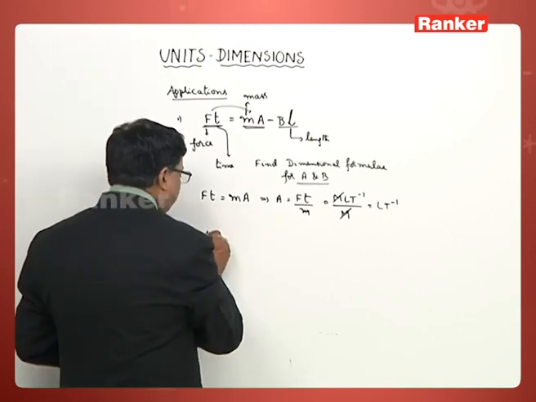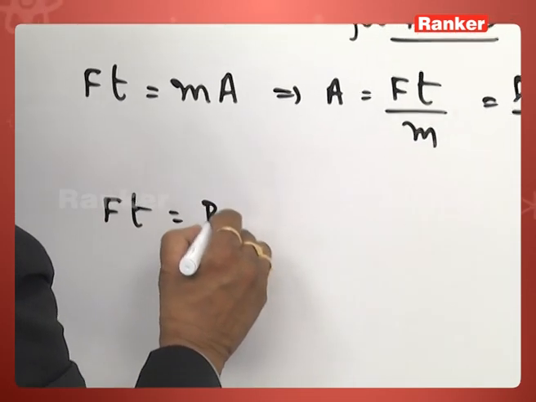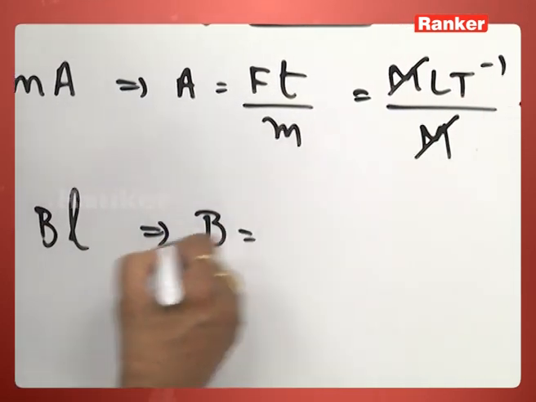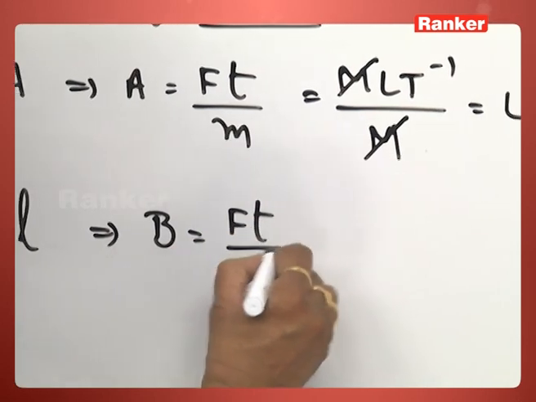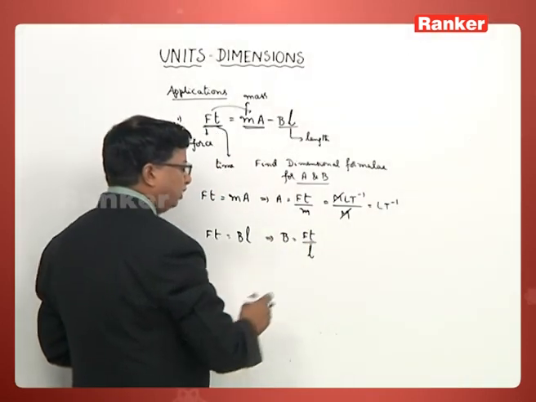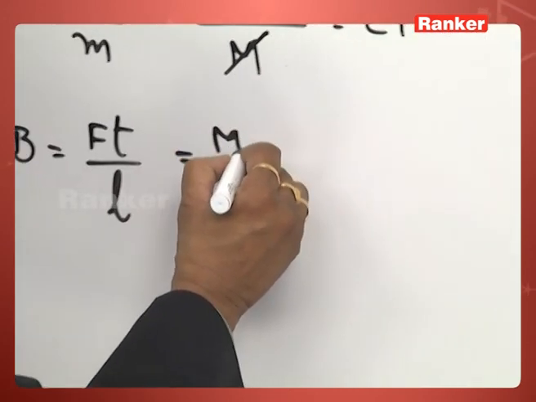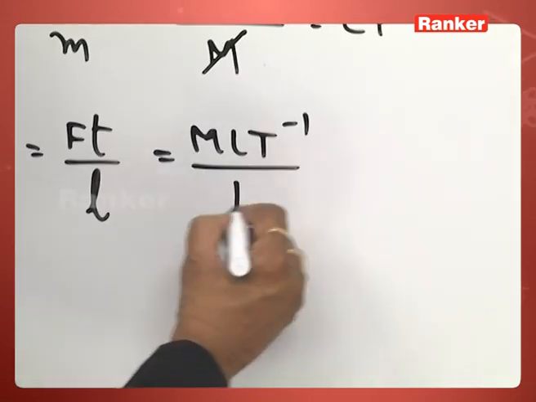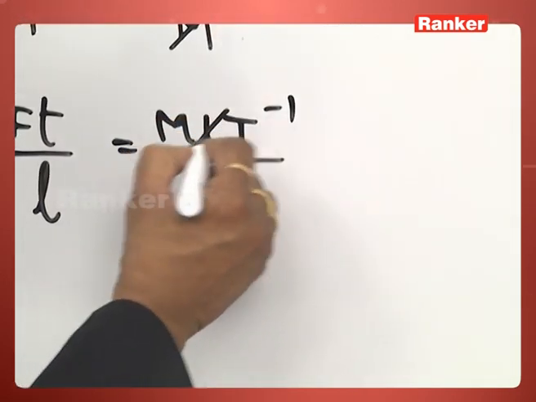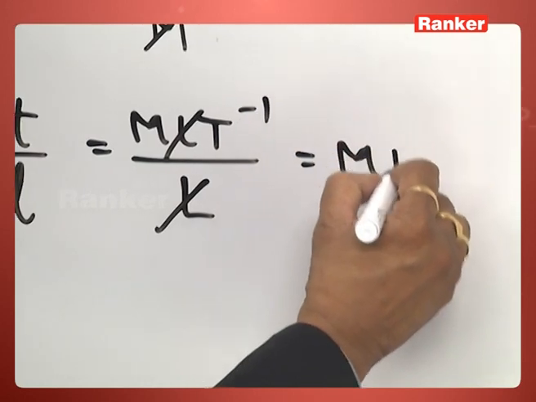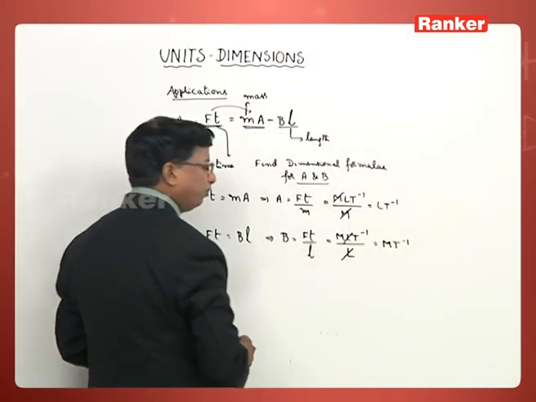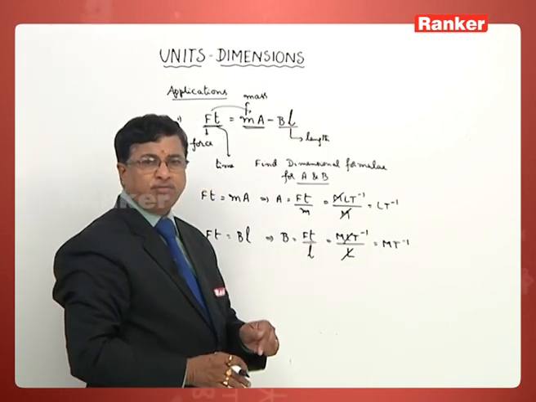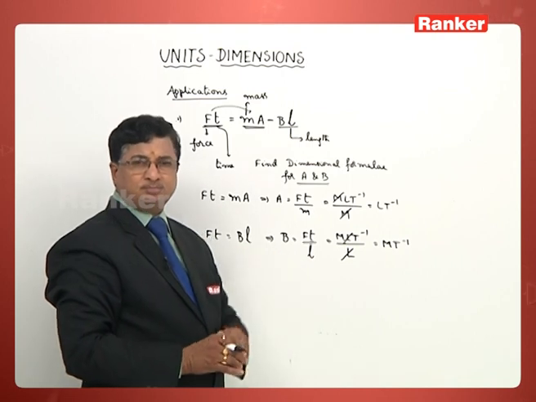Similarly, when I take F into T is equal to B into L, what is the dimensional formula of B is the question. F into T by L, when I write. Let us write dimensions once again. M L T inverse, that is for impulse, divided by L, that is for length. Length gets cancelled, and you are now left with M T inverse. That M T inverse is otherwise called the rate of change of mass.